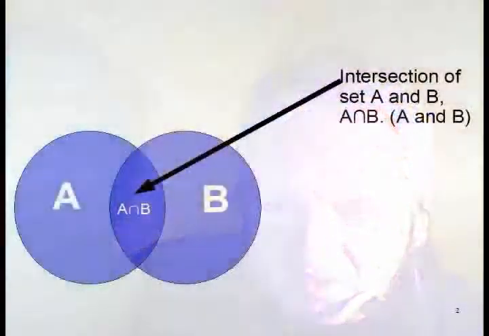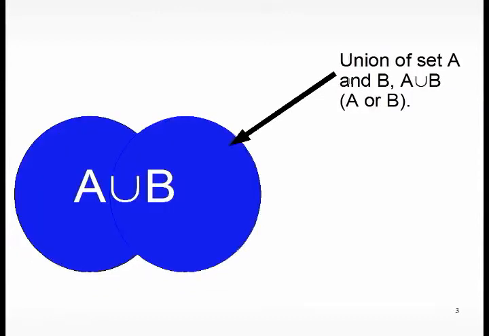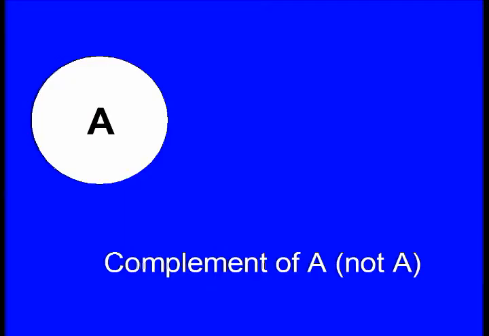And here's a refresher. An intersection of set A and B contains the elements which are in set A and in set B. So intersection represents the logical AND operation. The union of A and B contains the elements that are found in A or B or both. So union represents the logical OR operation. The complement of A is the set of elements that are not in A. So the complement represents the logical NOT operation.